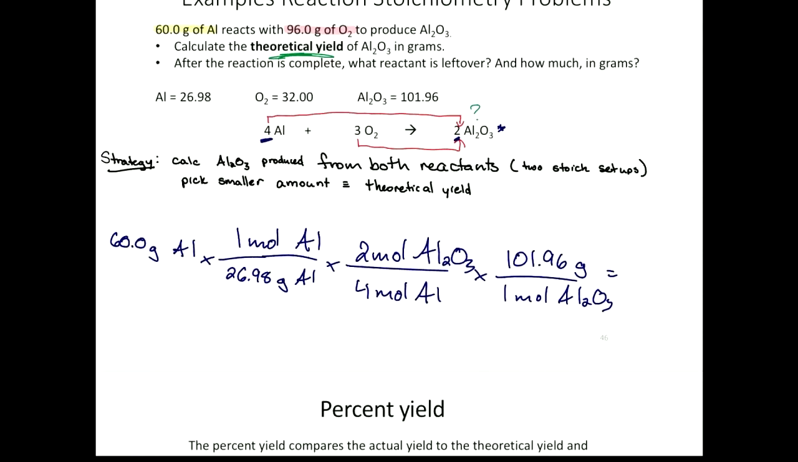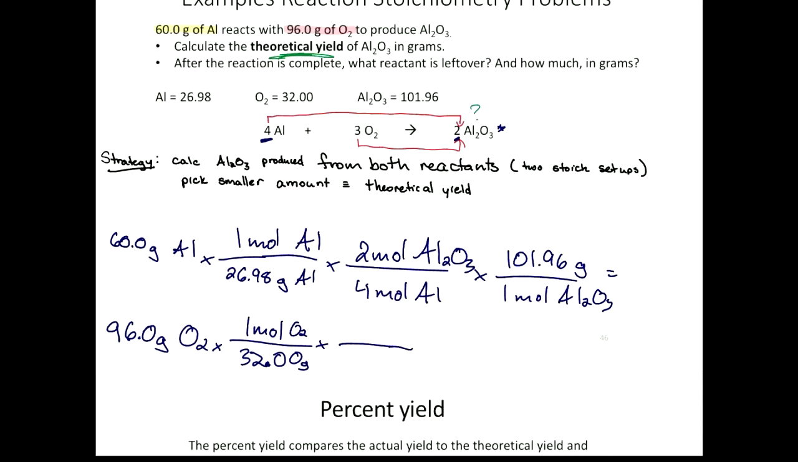We have to do the exact same setup, figure out how much, if all of that oxygen gas reacts, how much product do we make? So it's the same exact deal, just use the correct stoichiometry and the correct molar masses here. So let's start with 96.0 grams of oxygen. Use the molar mass of oxygen gas, so 32 grams of oxygen is 1 mole of oxygen gas, okay?